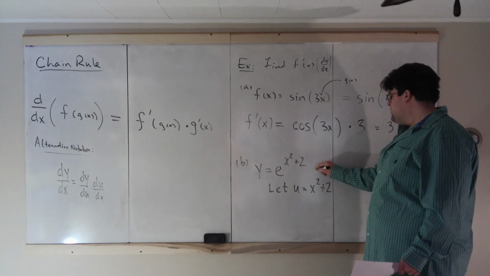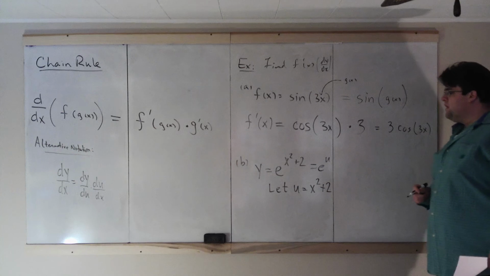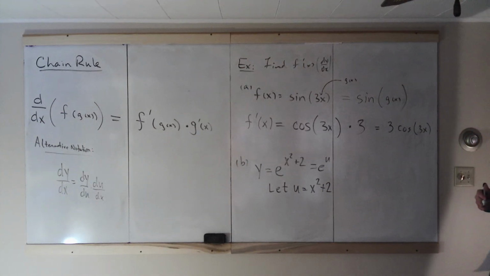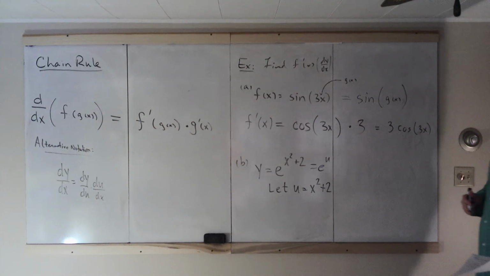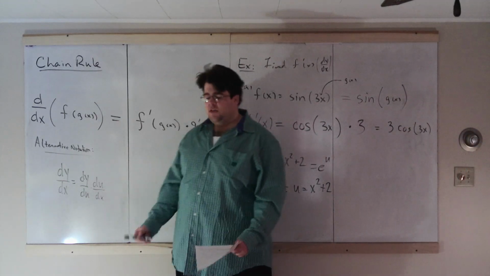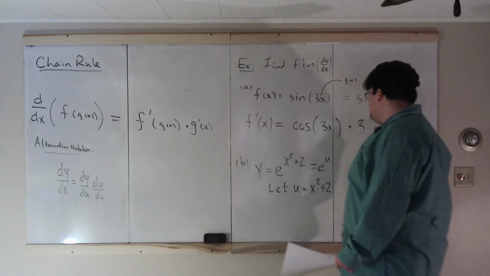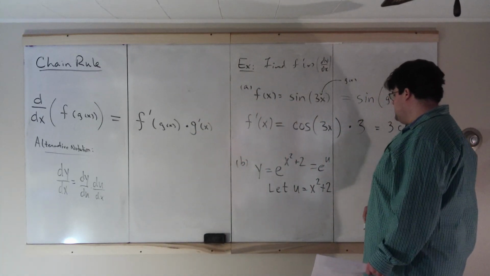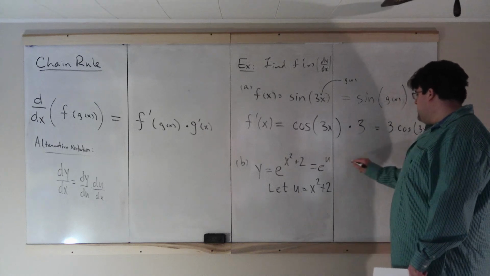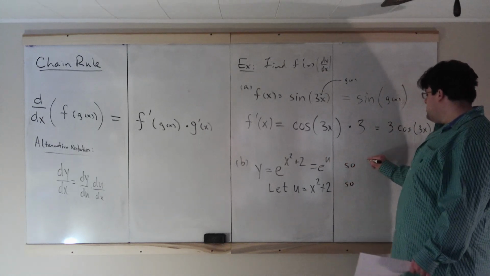And what happens if we do that? Well, first, the original function is now e to the u. What else happens? Now we can find these two pieces. We can find dy du. We can find du dx. So I'm just going to keep going over here, with two lines. So dy du.